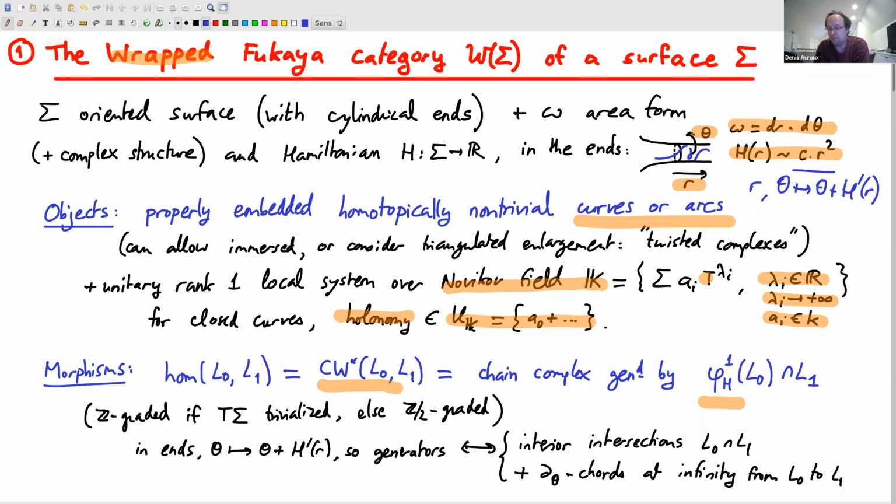Because in the ends we push things around in the theta direction, the generators of the wrapped Floer complex are of two kinds. There are interior intersections of L0 and L1, and there are what you might call chords of the theta direction vector field near infinity from L0 to L1, rotating in the positive direction. This asymmetry in the wrapped Floer complex is a big difference with, say, compact Fukaya categories. Despite that, the algebraic structure of wrapped Fukaya categories is arguably simpler than that of compact Lagrangians only.